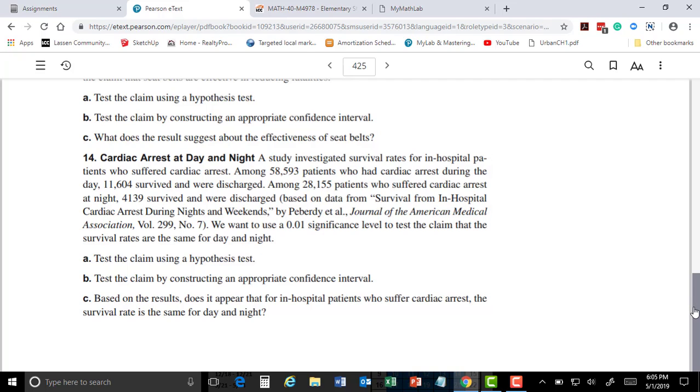Okay, so what do we want to say? We want this at a significance level, right? So what does that make our alpha? Well, that is 0.02, right? 0.01. So if it's two-tailed, we have to divide that by 2, right? And they want to test the claim that the survival rates are the same for day and night. It doesn't say which one's night and which one's day, does it? Well, anyway, one's night, one's day, and then we want to see if there's a difference.